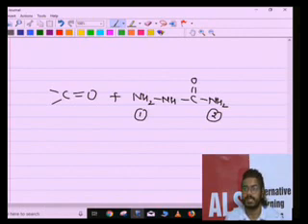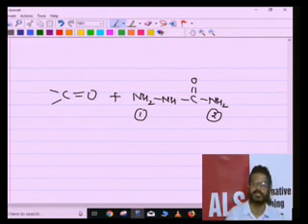No response. Shillong? Any answer? Is it the first one or the second one? The second one. Okay. So Itanagar says it's the second one.